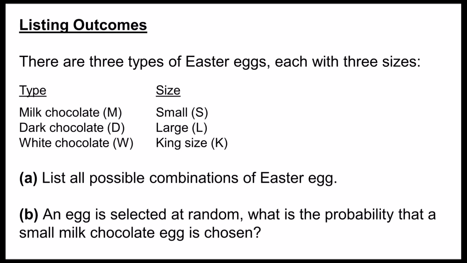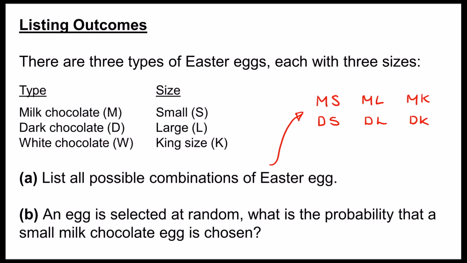So that would be a milk chocolate small, so MS, a milk chocolate large, so ML, and a milk chocolate king size, which would be MK. I can now do the same for the dark chocolate eggs, so I could have a dark chocolate small, that's DS, a dark chocolate large, which is DL, and a dark chocolate king size, which would be DK.